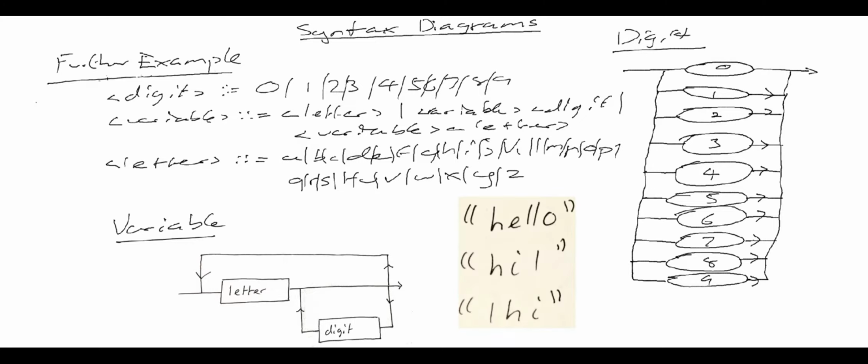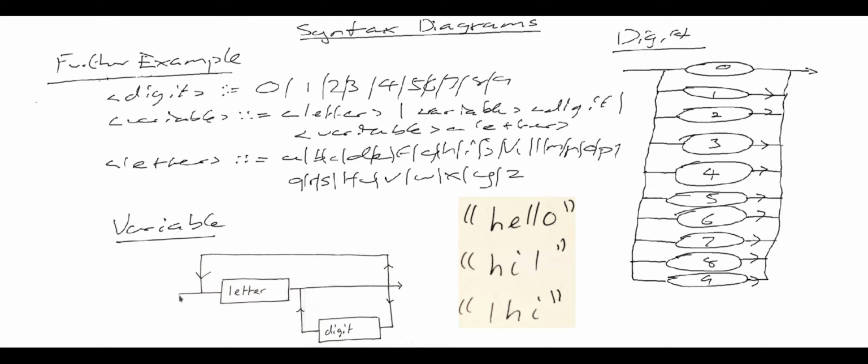Okay, so let's make sure this syntax diagram that I've got over here is correct. So what I'm going to do is go through three examples of things that we want to test, whether they're variables or not, whether they're valid variables, that is. And first of all, I'm going to start with hello. So is hello a valid variable name?